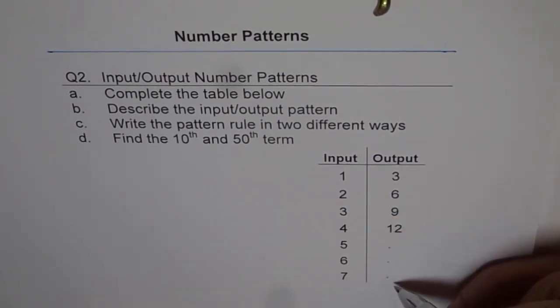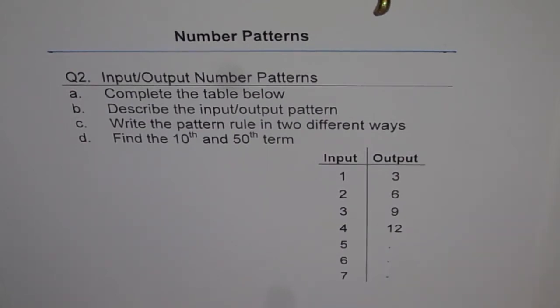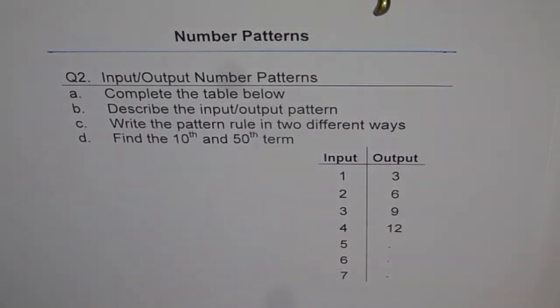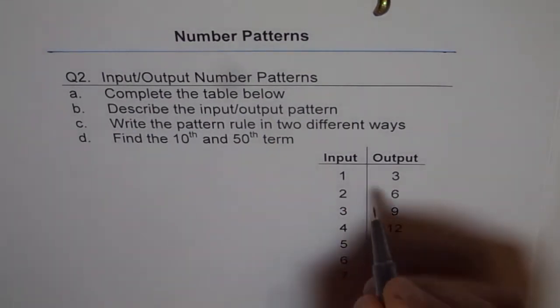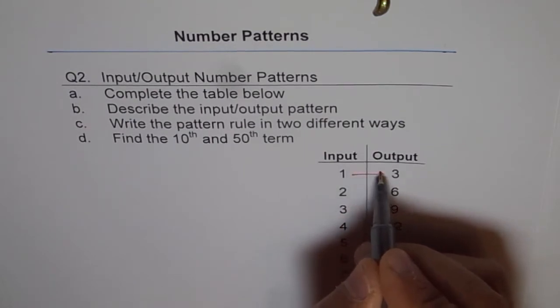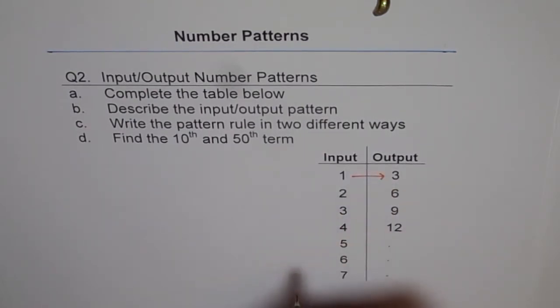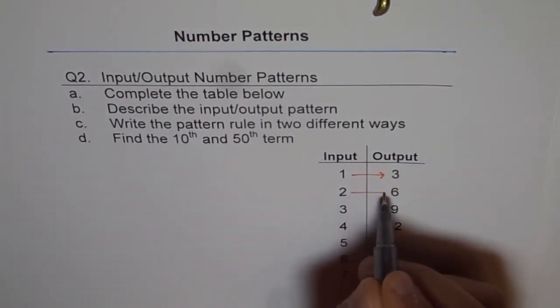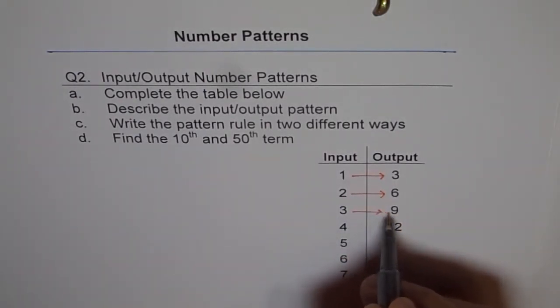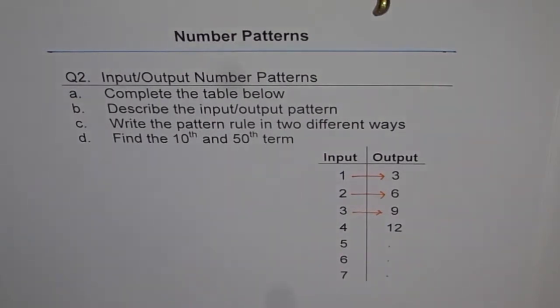So copy the table and complete the table. That is your first exercise. B. Describe input-output pattern. When I say describe the input-output pattern, you have to describe how you get from an input of 1 to 3. How do you get this term? How do you get from 2 to 6? If the input is 3, how do you know that the output will be 9? That is what you have to describe, okay?